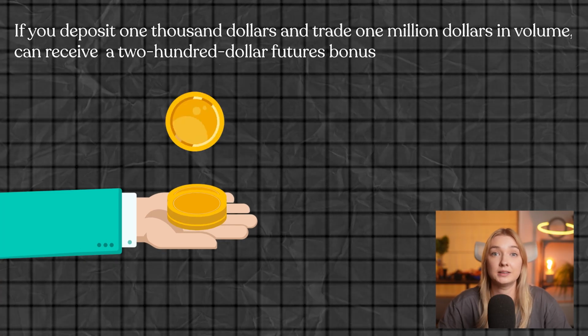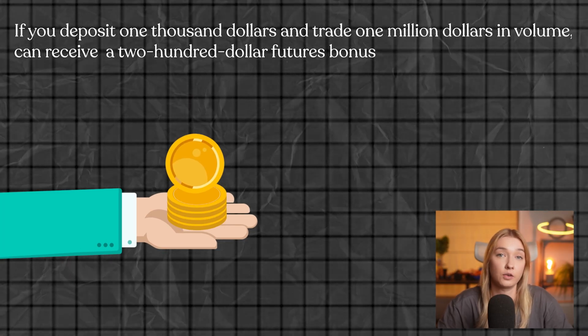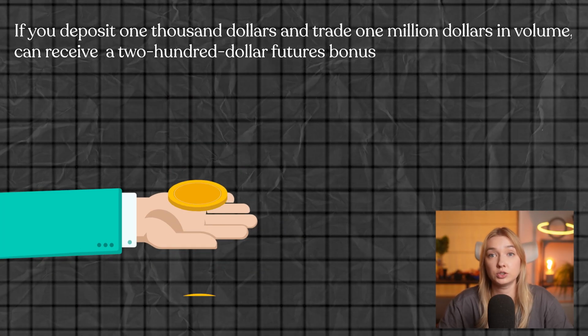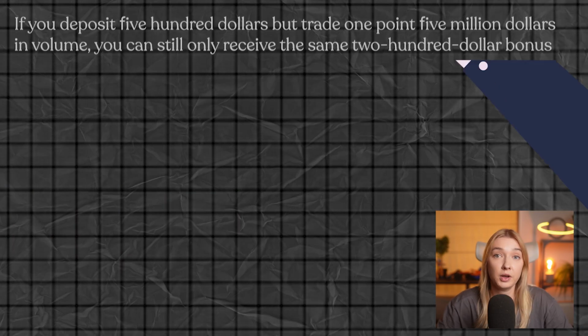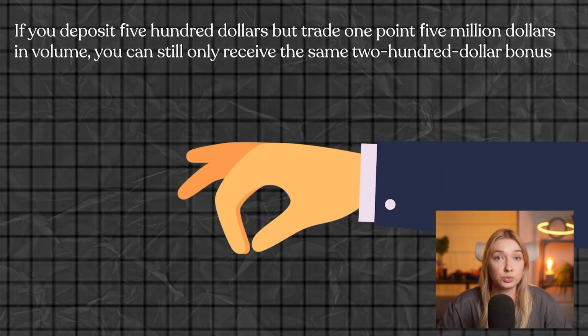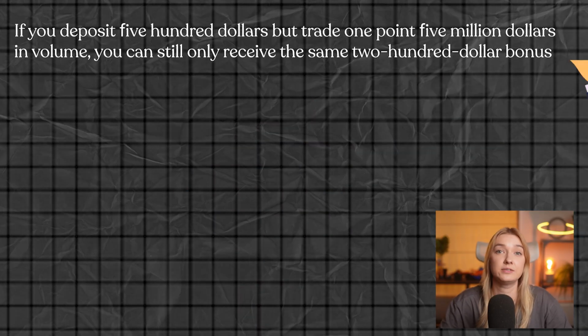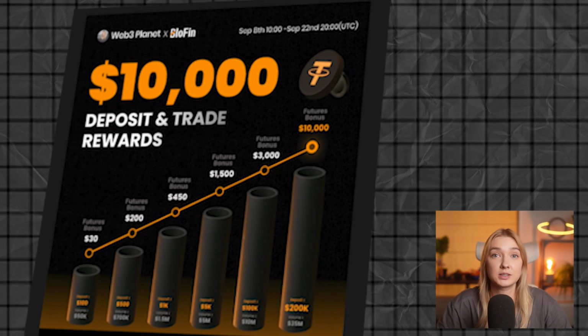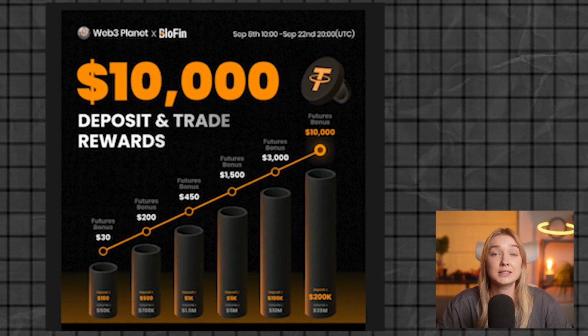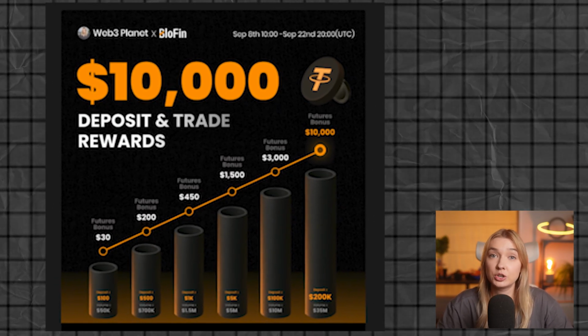For example, if you deposit $1,000 and trade $1 million in volume, you can receive a $200 futures bonus. If you deposit $500 but trade $1.5 million in volume, you can still only receive the same $200 bonus. The key is that both conditions must be met. Once the bonus is credited to your account, it's valid for 7 days, so make sure to use it during that time.